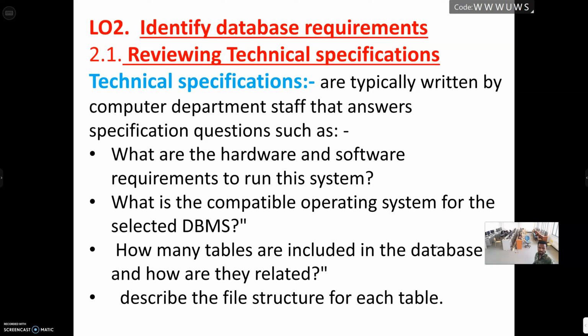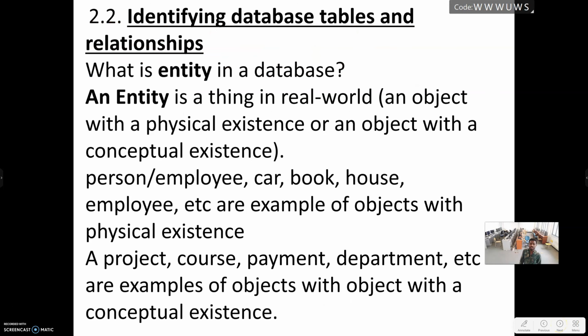Within the database, a large number of tables can be created, and we ask how the tables are related, table to table. Describe the file structure for each table: since databases have a large number of tables, by which type of file structure are they organized or stored in the database. Identifying database tables and relationships is the most mandatory topic, since databases have relationships. Relationship means the interrelationship of two or more tables, related by using associated data.